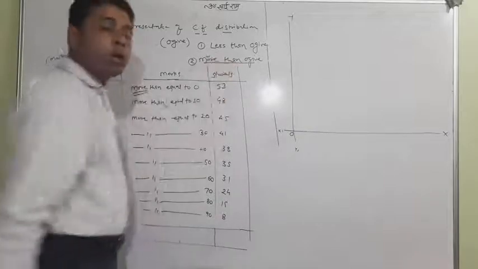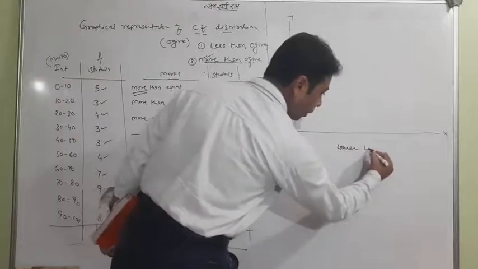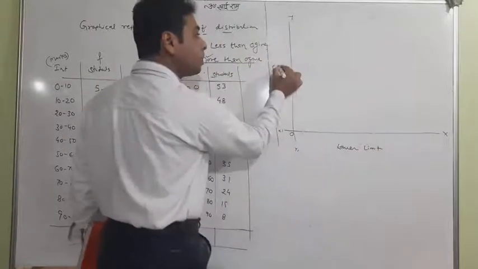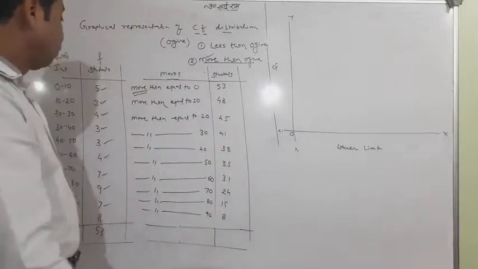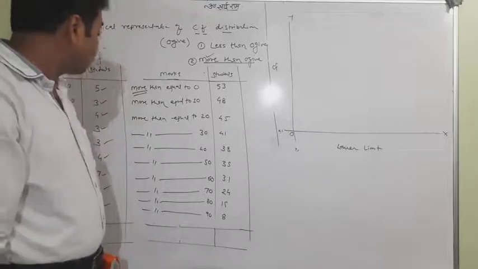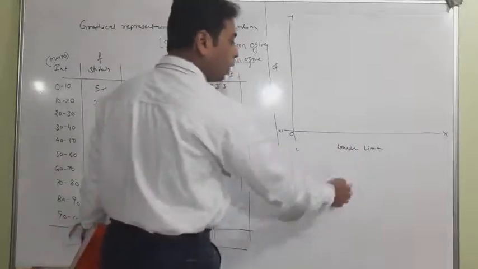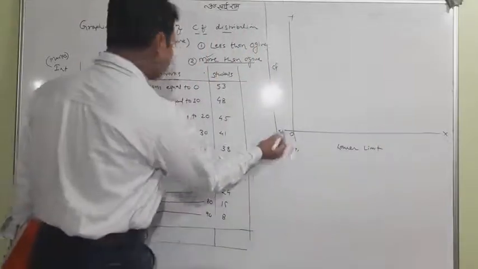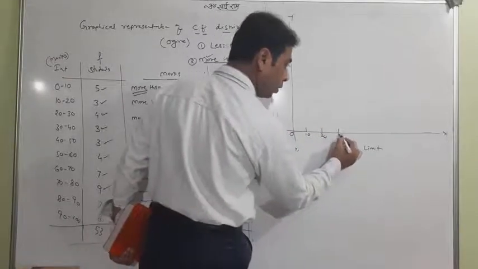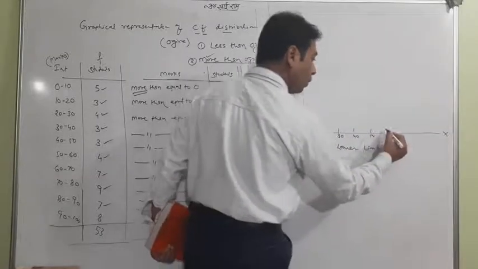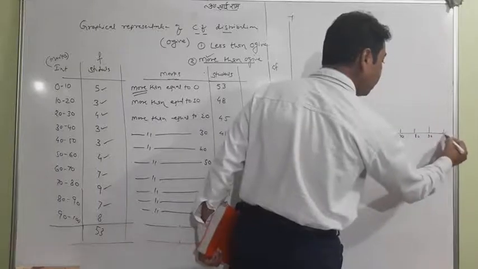For finding the more than ogive, always use the lower limit, and this is none other than the lower limit. And the y-axis is the CF. I tell you again, it is none other than the CF. So let's just go on. It is the CF and it is the lower limit. About the lower limit, it starts with 0, 10, 20, 30, 40, 50, 60, 70, 80, 90, and this is 100.